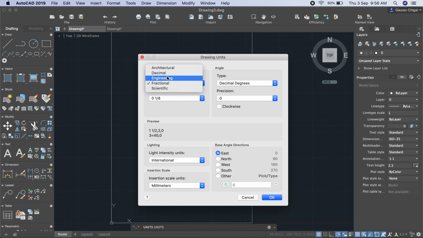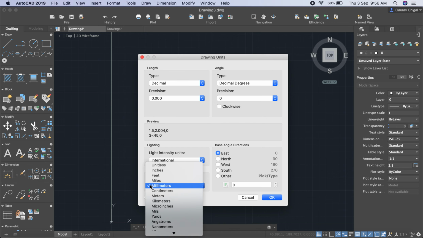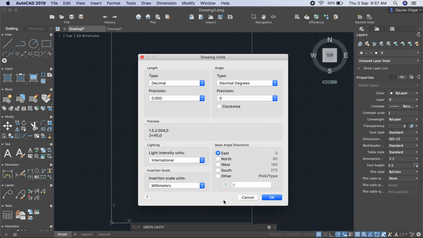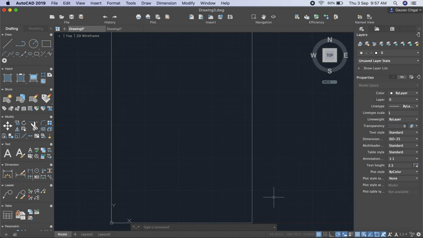So I again choose decimal here, and further you can see here the insertion scale. By default it is millimeter, because we are working in a metric system. But if you want to work in feet, inches, you can change it from here. There are a number of units, so you can change it as per your requirement. So I select millimeters, then click OK. Your units are defined now.